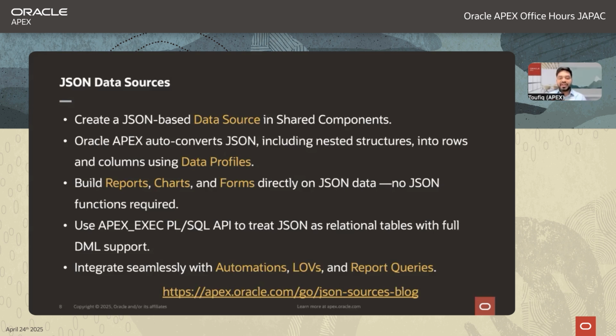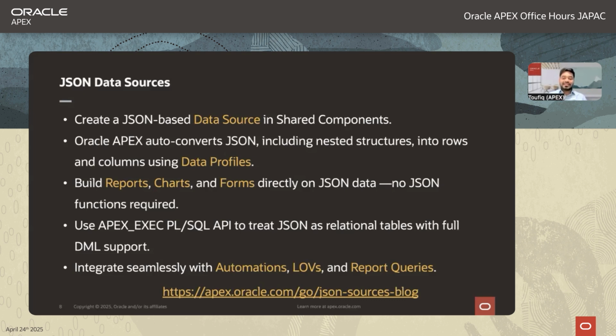You need not store the data anywhere. You can directly define a data source where you define the logic you want to use to parse this JSON object, and then use this data source as a source to your classic report or interactive report. So Oracle Apex auto converts the JSON, including nested structures. It can also handle nested JSON objects, and it converts that JSON into rows and columns for you using data profiles. And once you have this JSON source defined, you can use this in your reports, charts, as well as forms to display the data in these components.